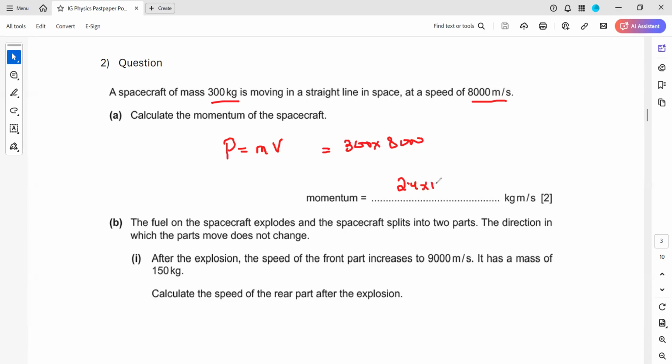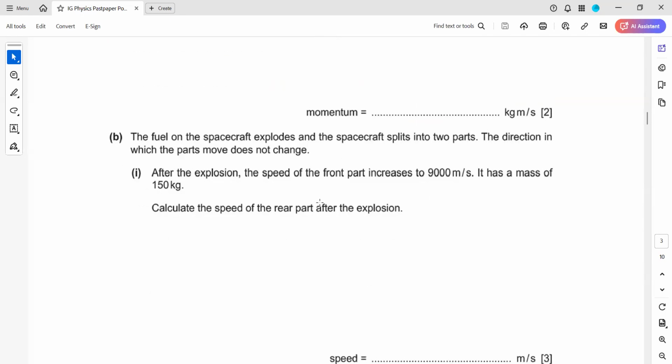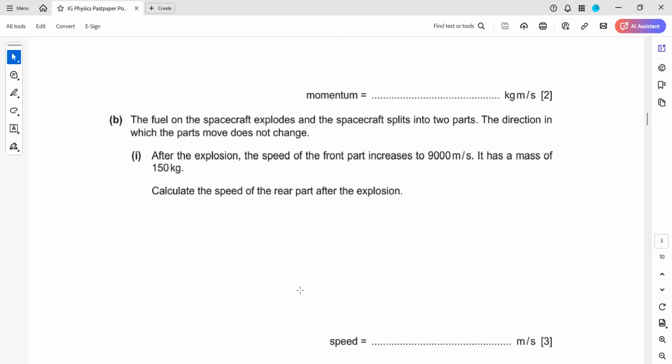So 2.4 times 10 to the power 6 kilogram meter per second. It's fine. But when it's too big or too small, try to write it in scientific notation. Use exponents.